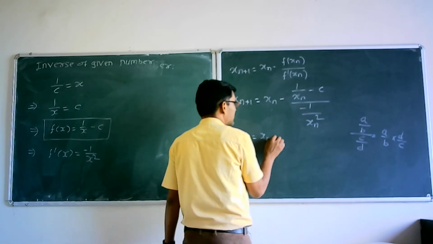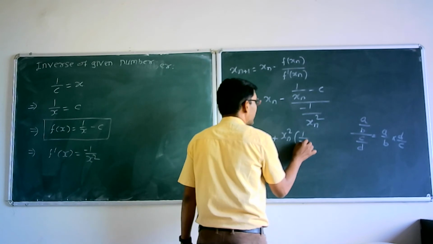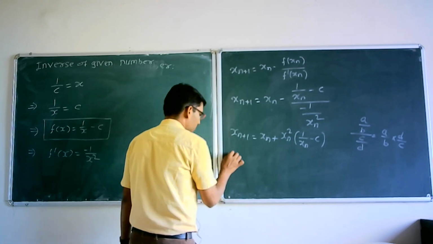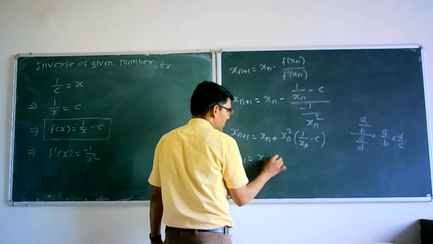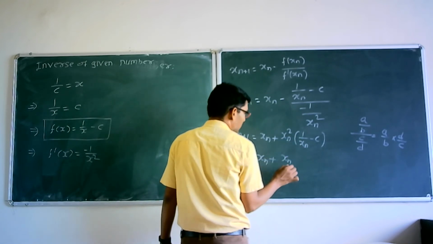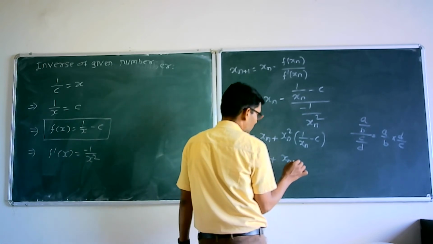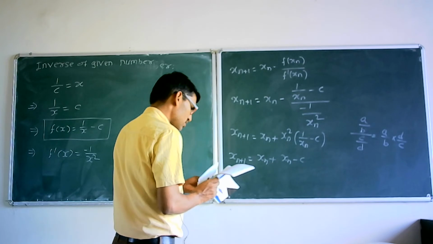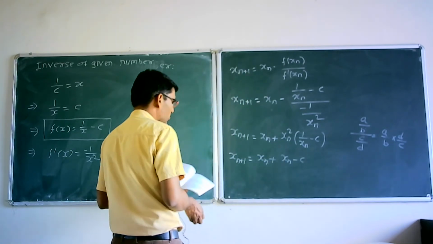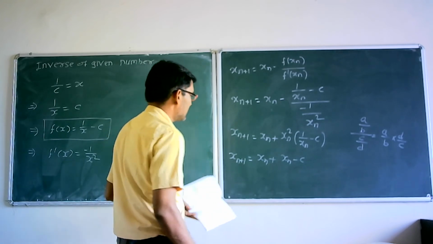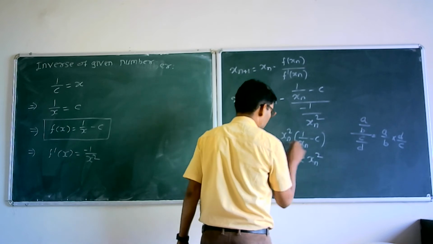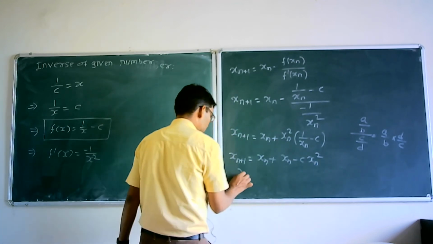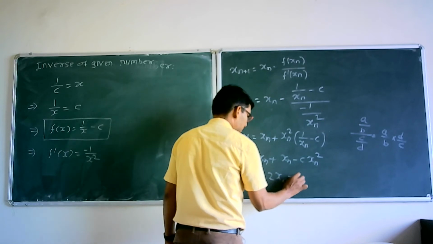So we can write this as x_n plus x_n square into 1 upon x_n minus c, and this whole divided by 1. Since the denominator is 1, we do not write it. So x_{n+1} is x_n plus, if you multiply this x_n square inside the bracket, then 1 x_n will get cancelled here, and x_n minus c x_n square. So x_{n+1} is equal to twice x_n minus c x_n square.